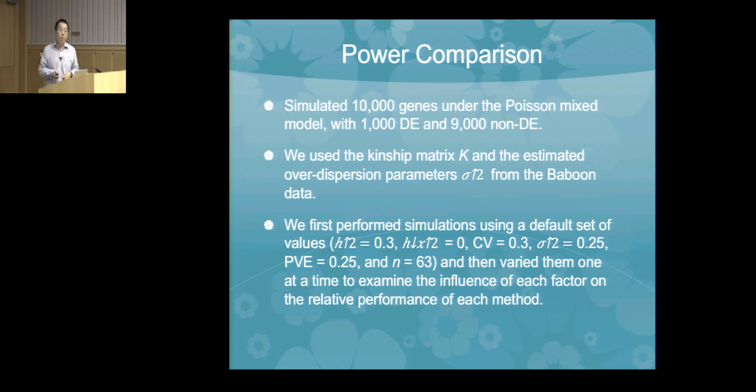So to show this, we did this power comparison, and we simulated the alternative set of data. We simulated 10,000 genes, among which 1,000 genes are differentially expressed and 9,000 genes are not. We actually varied a lot of different parameters. We compared our methods on this set of parameters, but we varied each parameter one at a time to see which parameter is more influential on the relative power comparison among different methods. And so we again apply these 7 methods to see which one works better.